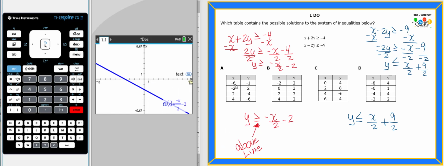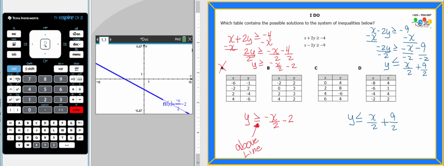So let's start with letter A. Letter A says -6, -1. So I need to see where the point is. Well, -6, look, this is -1, -2, -3, -4, -5, and -6 is right here. And -1 is below. So right away, I can see that my answer choice A is not going to work, because -6, -1 is not above the line, right?